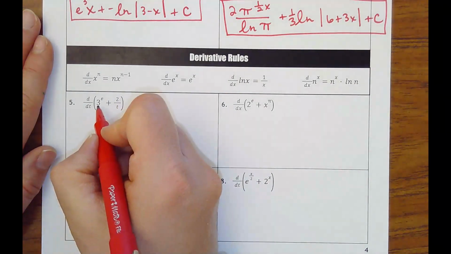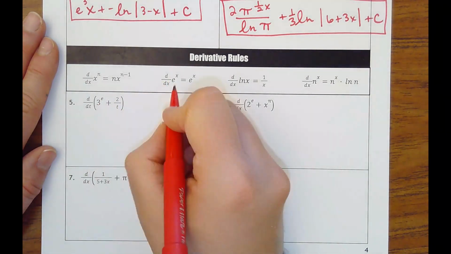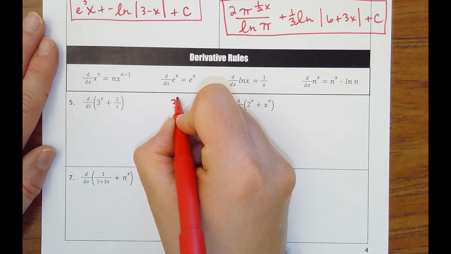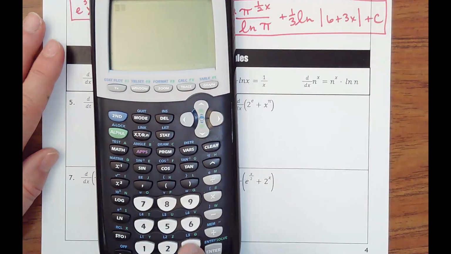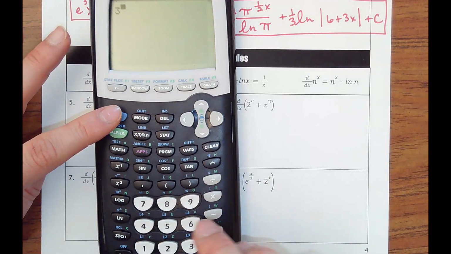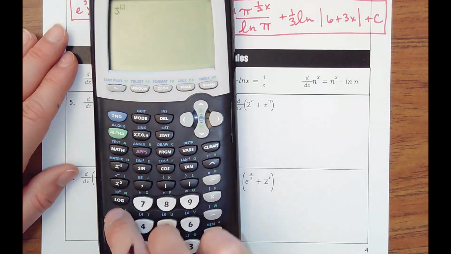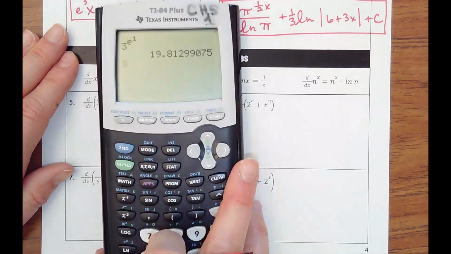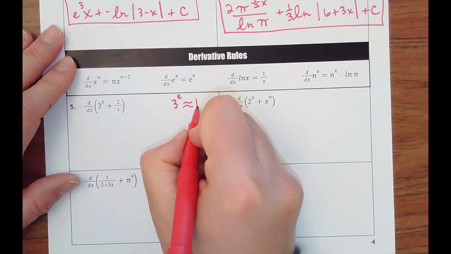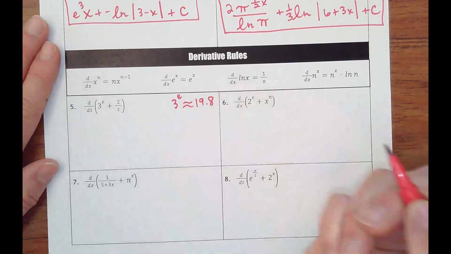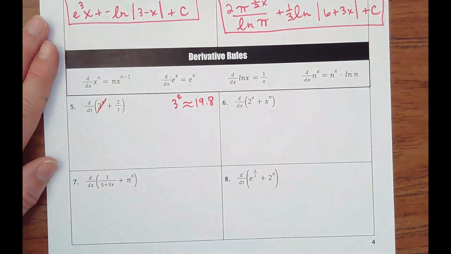So number 5, 3 to the e power. 3 is a number, e is a number. So I could do that on a calculator and get a value, even though it's going to be irrational, that's still a number. So any constant, just say that's 19.8, any constant goes away when I take the derivative. It always decreases a power.